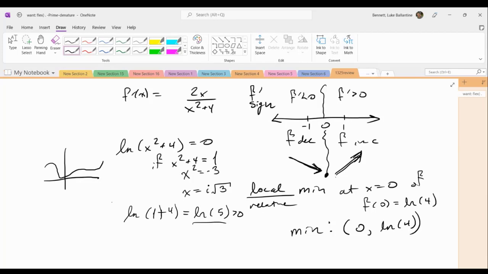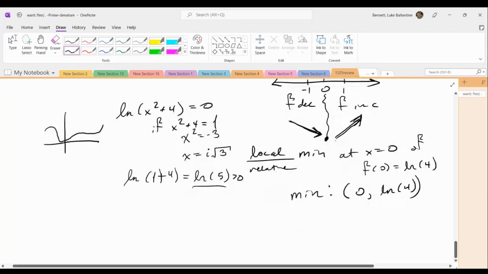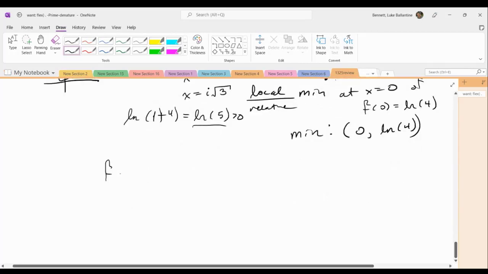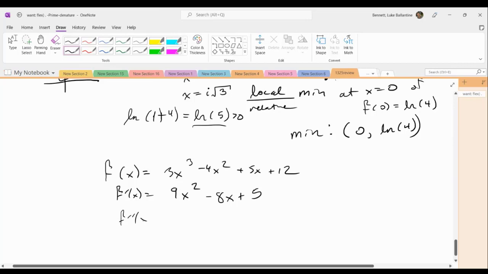Find higher order derivatives. We need 4 derivatives of f of x equals 3x cubed minus 4x squared plus 5x plus 12. f prime of x is 9x squared minus 8x plus 5. f double prime of x equals 18x minus 8. f triple prime of x equals 18. f, the fourth derivative, is 0.